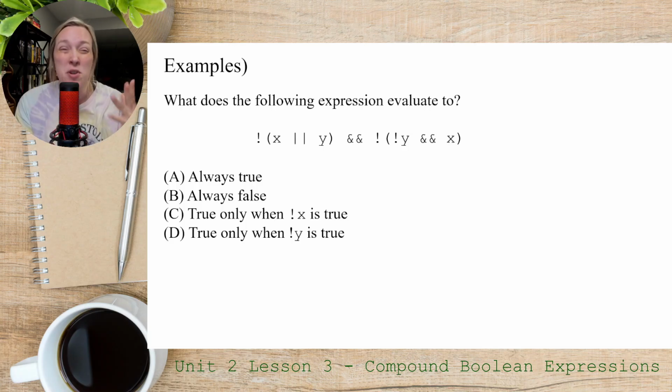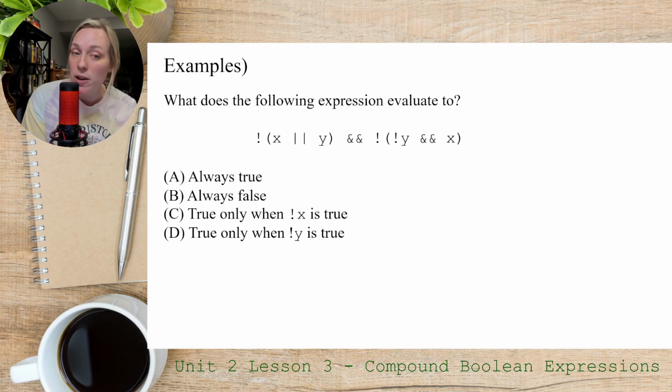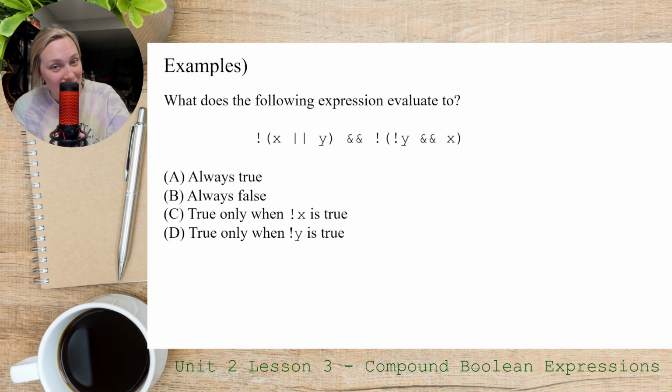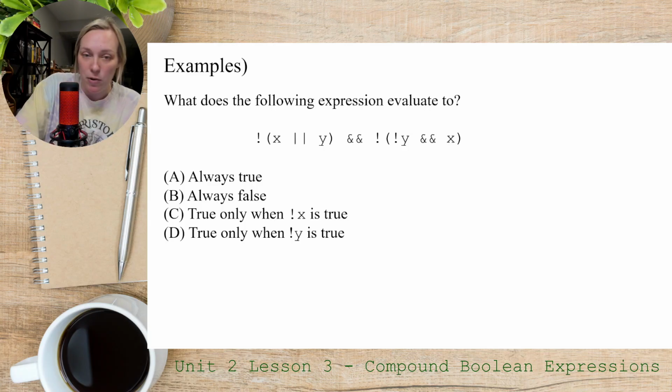You also know that you would want to use a truth table for this, because if you look at your answer choices, it's either going to be always true, always false, true only when not X is true, or true only when not Y is true. And these answer choices suggest that there's going to be some sort of pattern to what the expression evaluates to. So you're going to want to use a truth table for it.